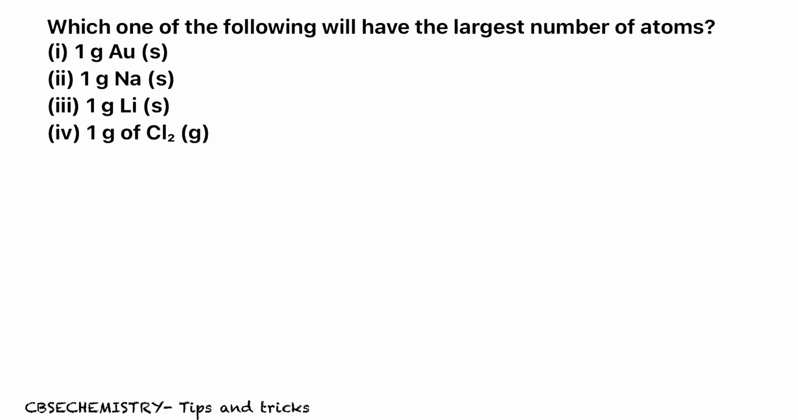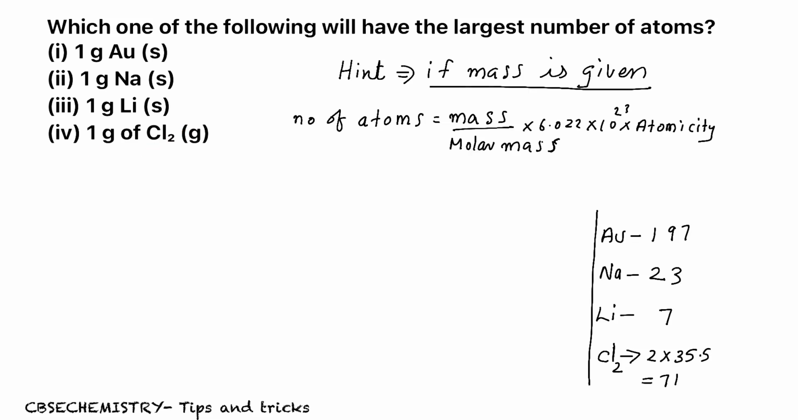Which of the following will have the largest number of atoms? 1 gram gold, 1 gram sodium, 1 gram lithium and 1 gram chlorine gas. For doing this question, you must remember this hint: if mass is given, number of atoms is equal to mass by molar mass into Avogadro number into atomicity.